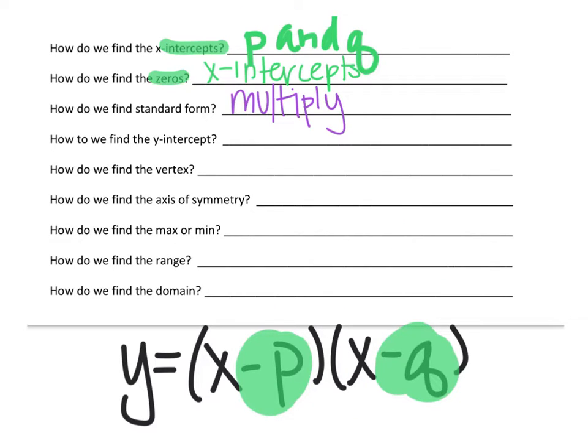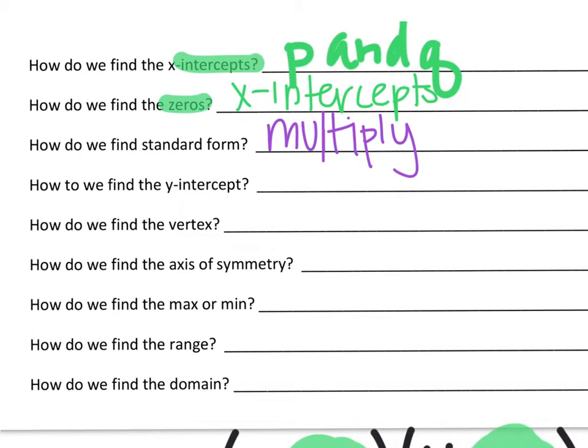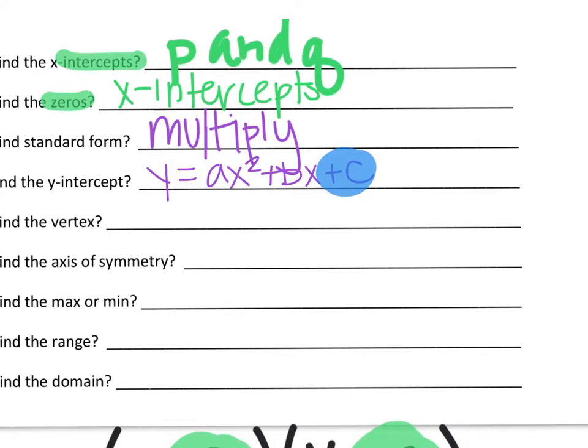So flipping back over to the front, we need to now know how to find the y-intercept. Well, remember, if my equation is in standard form, y equals ax squared plus bx plus c, my y-intercept is c. So once it's in standard form, I actually already have my y-intercept because the y-intercept is c from the standard form equation.